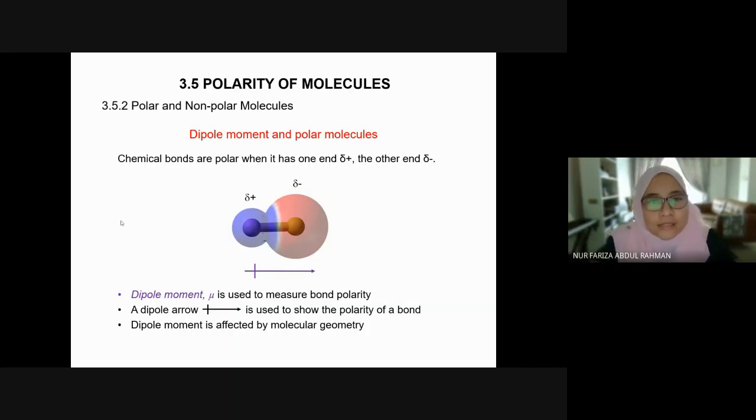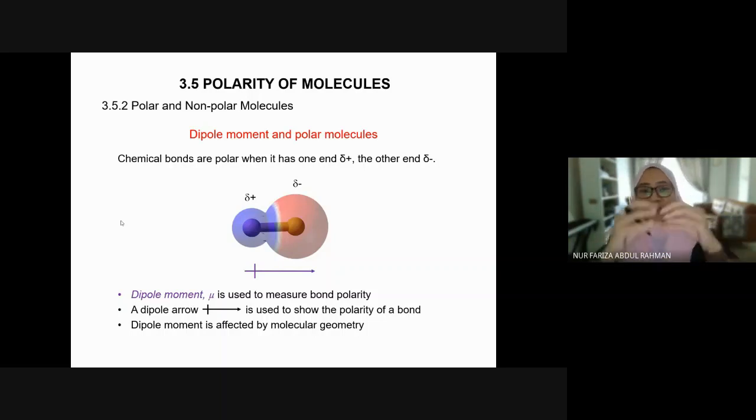Okay, let's go. Dipole moment and polar molecule. So what are dipole moment and polar molecules? What we have discussed just now is in terms of the bond, whether the bond is polar or non-polar. Normally the examples we have are simple molecules, right? Between two atoms. So what we have practiced so far, we have a central atom and a lot of terminal atoms.